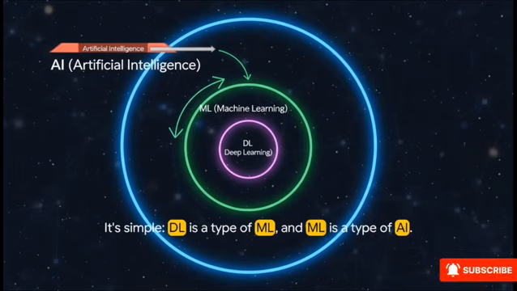See that big outer circle? That's artificial intelligence, the whole big field of making machines smart. Then, inside that, you have machine learning, which is a part of AI, where machines learn from data, and then nested right inside ML is the smallest, most powerful circle, deep learning.